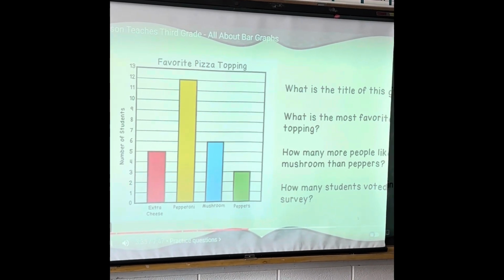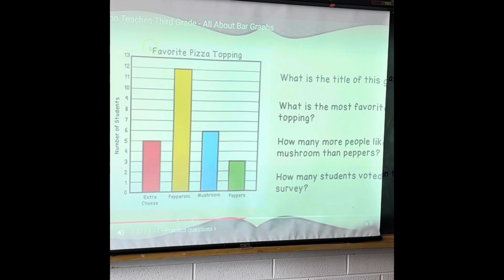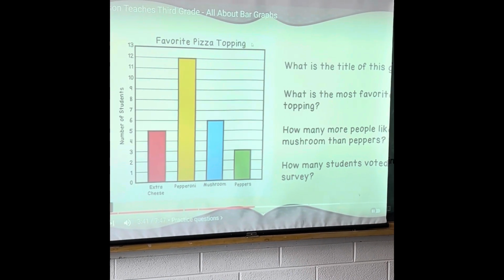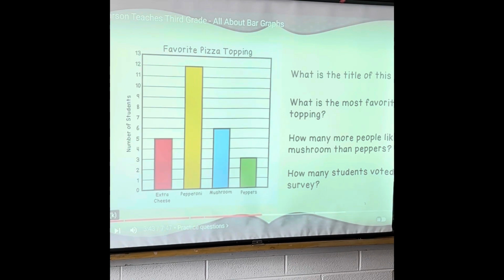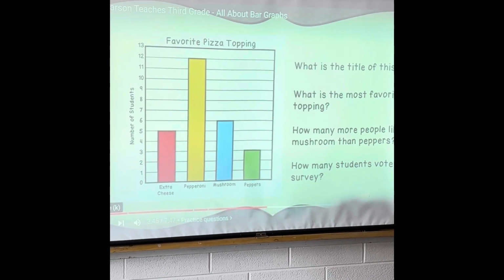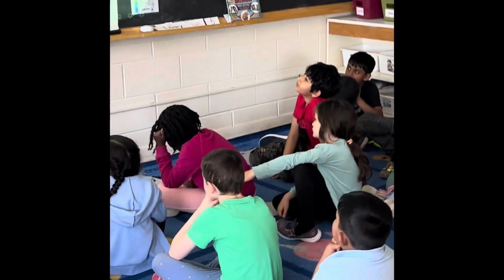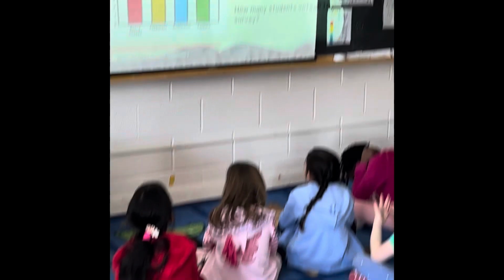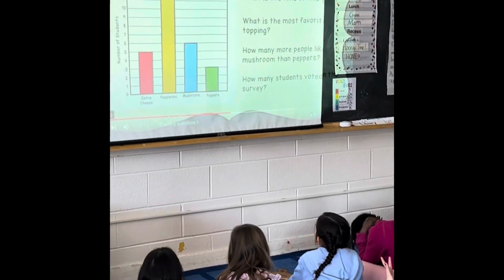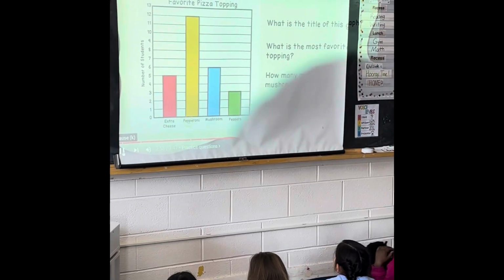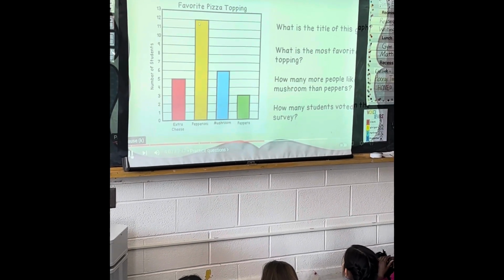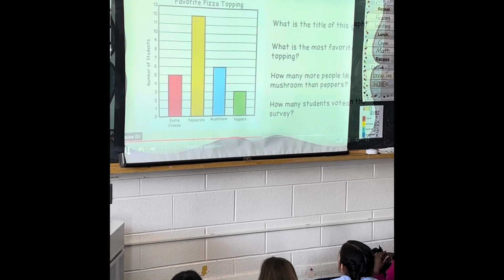Okay, what is the title of this graph? Well, if we look up here, here's the title. It is favorite pizza toppings. I like pizza. My favorite topping happens to be spinach, but that's just me. I wasn't part of the survey, I guess. But the title of this graph is pizza toppings. What is the most favorite topping? Well, we're gonna look and we're gonna find the biggest bar. And obviously the biggest bar here goes for pepperoni. It had 12 votes. 12 votes makes pepperoni the most favorite topping.